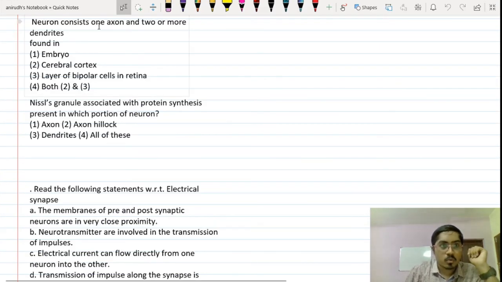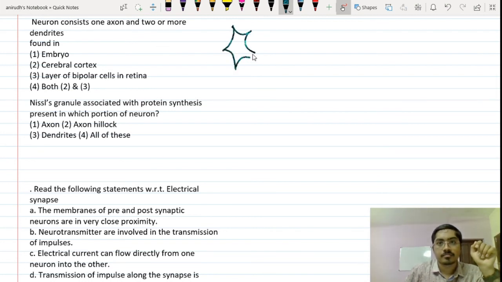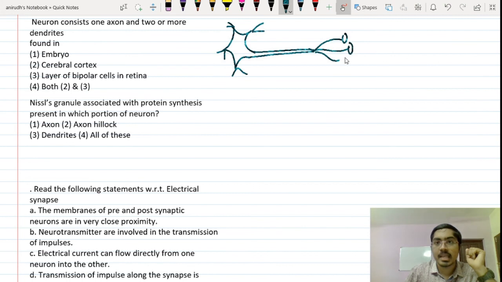Take a look at this question now. Neurons consisting of one axon and two or more dendrites. So my neuron is somewhat like this. There are multiple dendrites, and one axon is also present here. This axon will divide into axonites and this is my synaptic knob. These are called multipolar neurons.